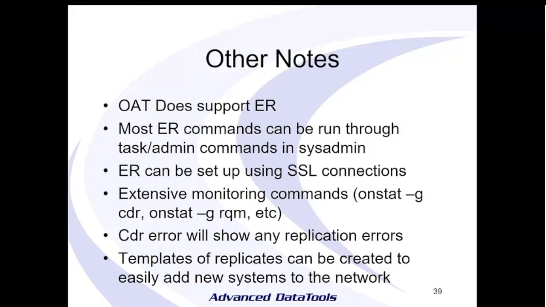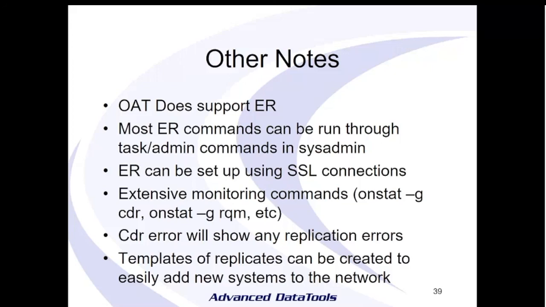ER can be set up using SSL connections. Outside of the scope of this talk on how to go through that, but you can do it. There's an extensive set of monitoring, both in the onstat -g. There's a number of onstat -g options, but CDR and RQM are two common ones. But there's also a fair amount of monitoring using the CDR command. That, again, is outside the scope of this talk. CDR error will actually show you any replicating errors. That can be useful if you're debugging a problem.